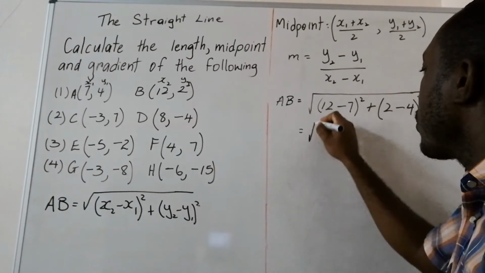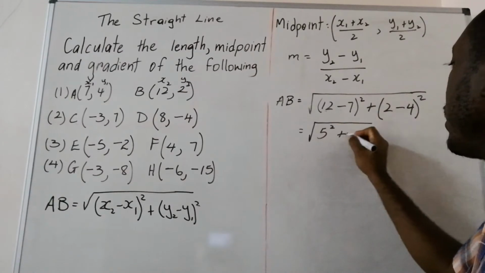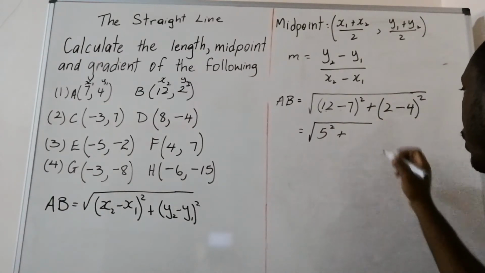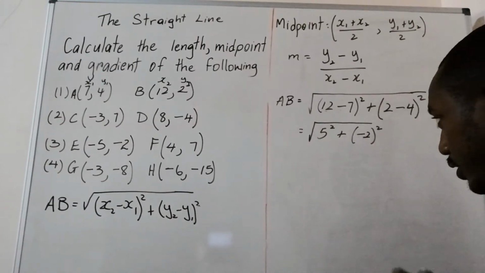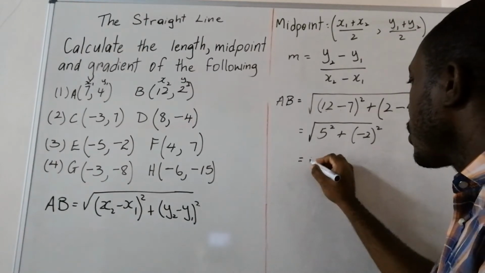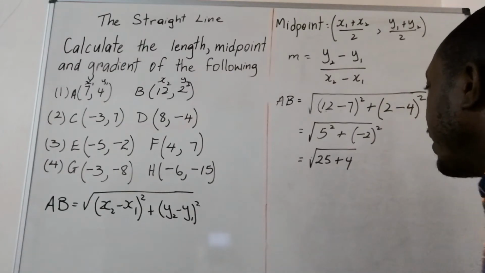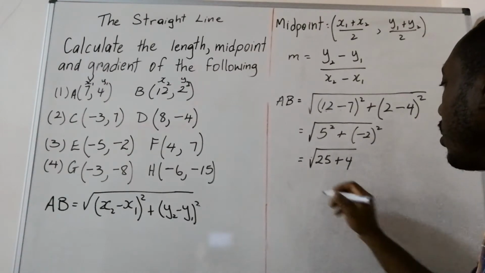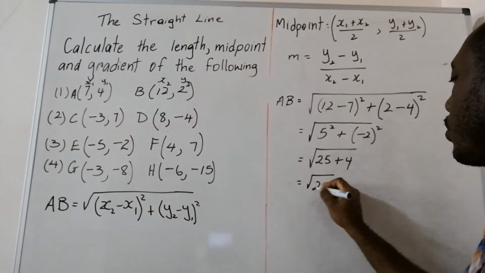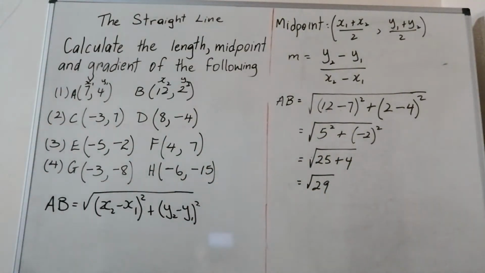So let us simplify and work. Here we will have the square root of 12 take 7, which gives us 5 squared, plus 2 take 4, which gives us negative 2 squared. So that will give us the square root of 25 plus 4. Negative 2 times negative 2 will give us positive 4. This is equal to the square root of 29. So what we need to do now is find the square root of 29, and we will get the answer for the length of the line.